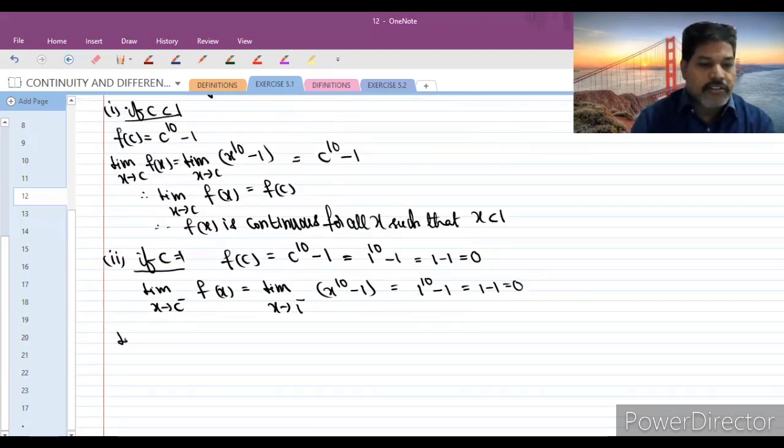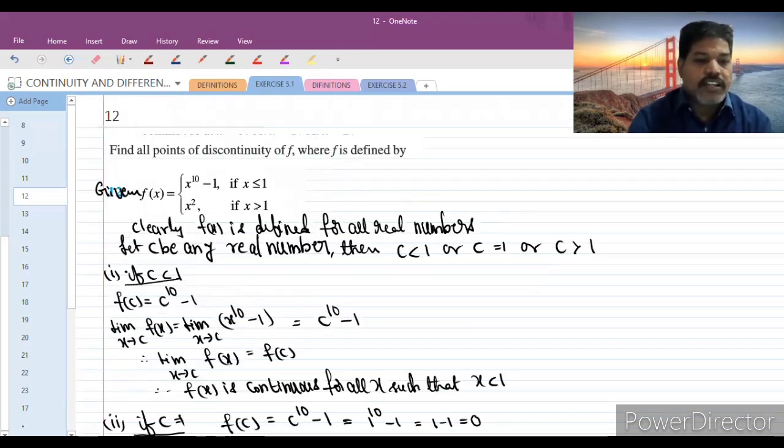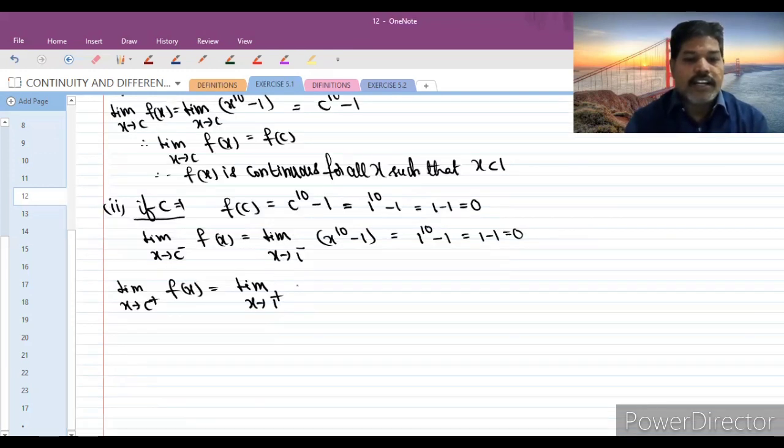What is the right hand limit? It is limit x tending to c plus of f of x. c is nothing but 1, so 1 plus. What is the f of x, students? If x value is greater than 1, f of x value is x square. So we take x square for x greater than 1. If we apply the limit here, it will become 1 square, so it will become 1 only.